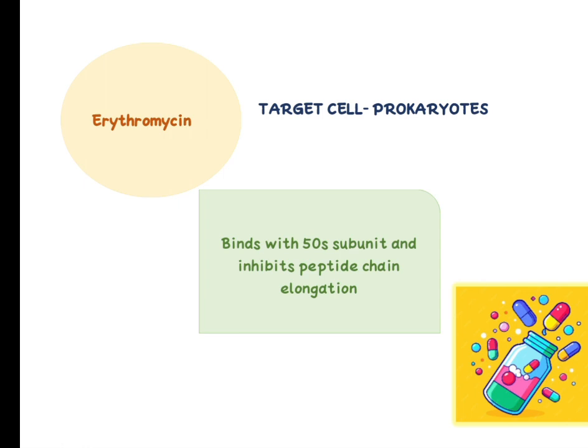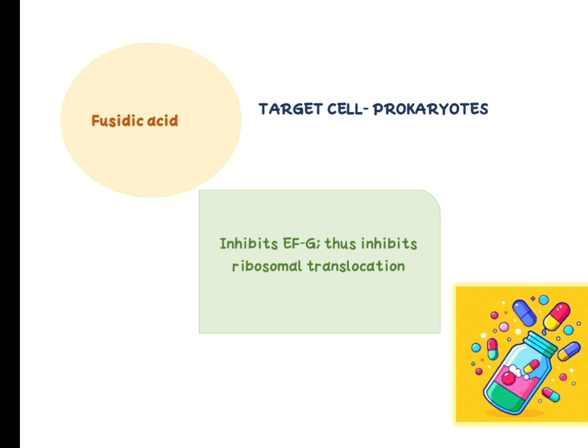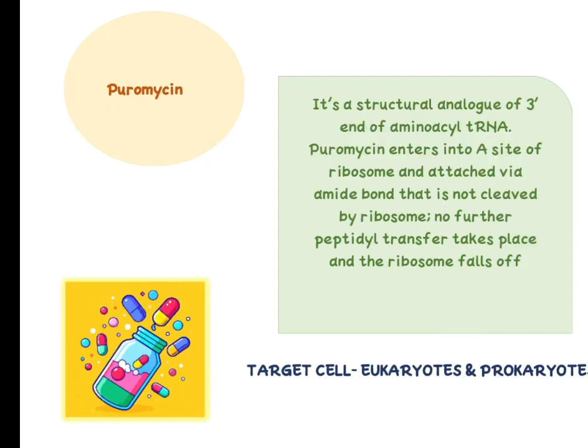Next is erythromycin. The target cell is prokaryotes. It binds with the larger subunit, that is the 50S subunit, and it inhibits the peptide chain elongation. The next is fusidic acid. The target cell is prokaryotes. Basically, it inhibits the EF-G factor. EF-G binds with GTP, gets activated, and usually it causes the ribosomal translocation. But when fusidic acid comes and inhibits the EF-G, then no ribosomal translocation takes place and the protein synthesis gets inhibited.